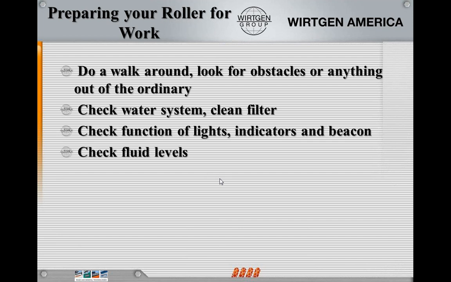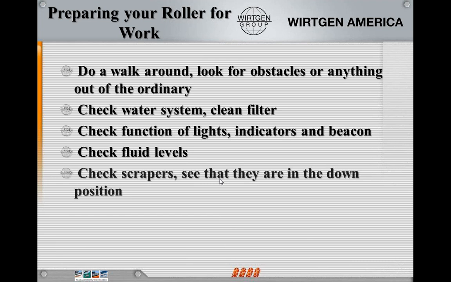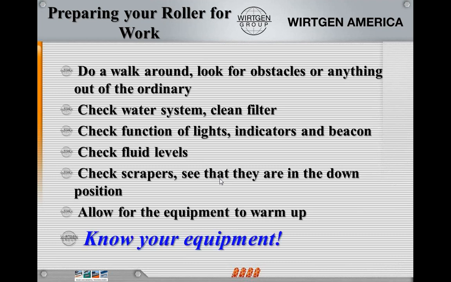Check fluid levels. We want to make sure that we check the scrapers, make sure they're in not only the down position, but the right position. If you're going to be starting out right away, make sure they're down. If you're going to be traveling down the road a bit, make sure they're off the drum so we're not wearing out the scrapers. Allow for the equipment to warm up, and just like anything else, know your equipment.